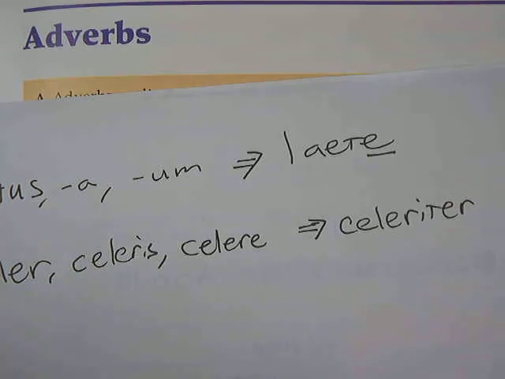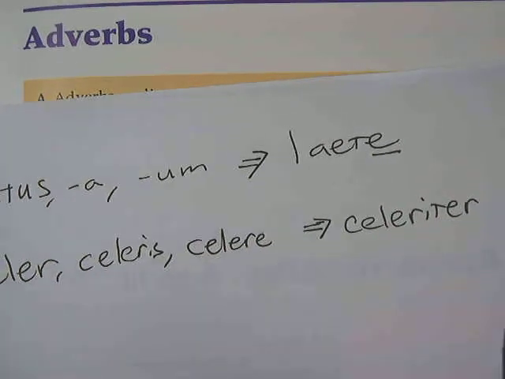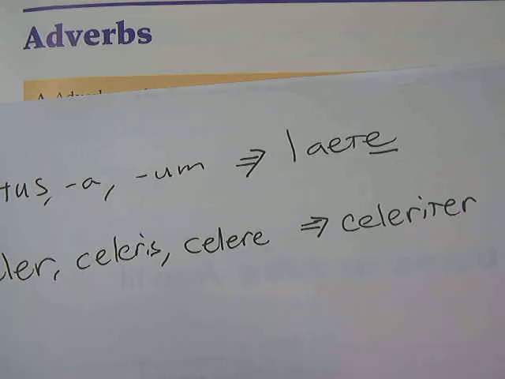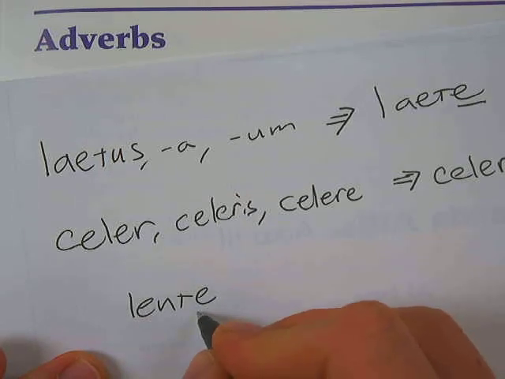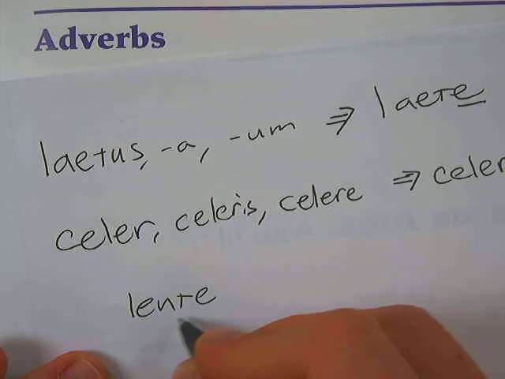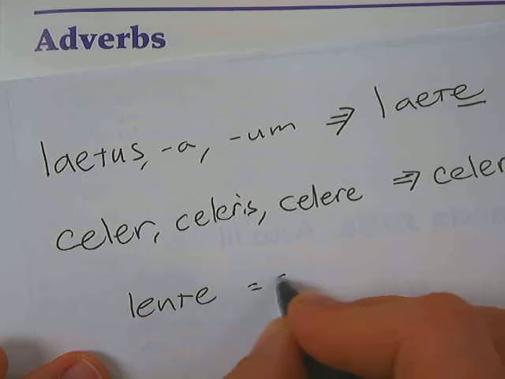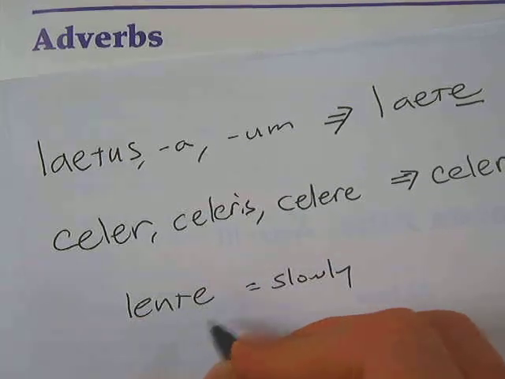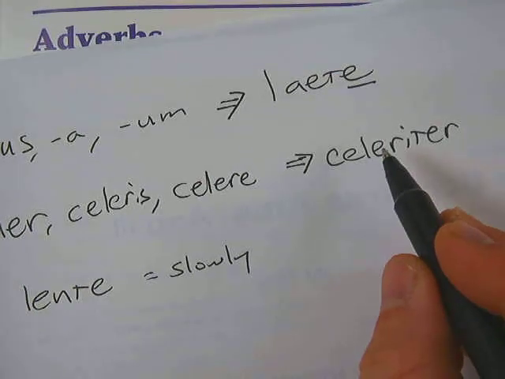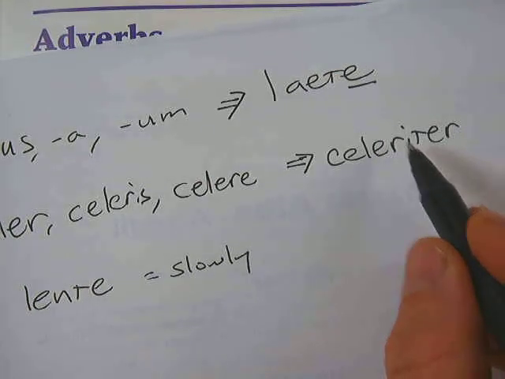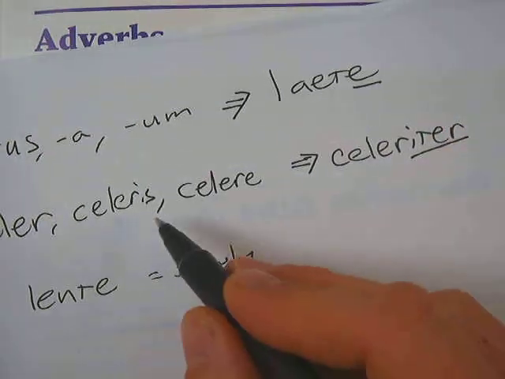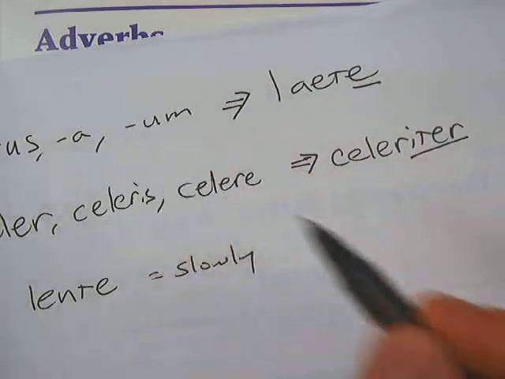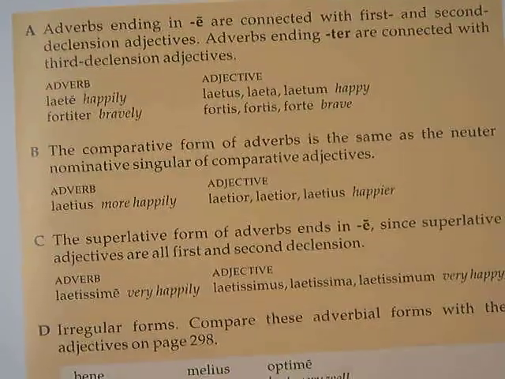So celeriter. You might remember when we would do TPR, when I would give you commands in Latin, I might say ambula, walk, and I would say ambula lente, right? Lente. Well, lente is the adverb form of lentus, which means slow. Lente means slowly. Walk slowly. Ambula lente. And then I'd say ambula celeriter. So walk quickly. So iter and e are both adverb endings. This is for a third declension and this is for a second and first declension adjective.